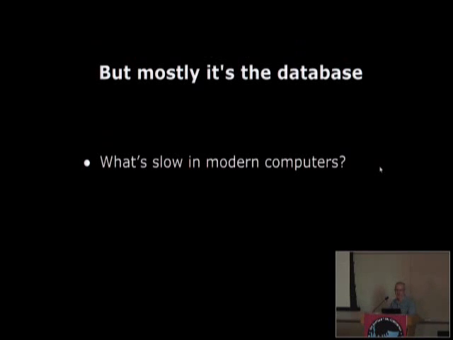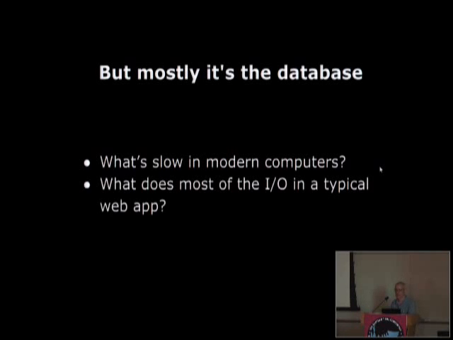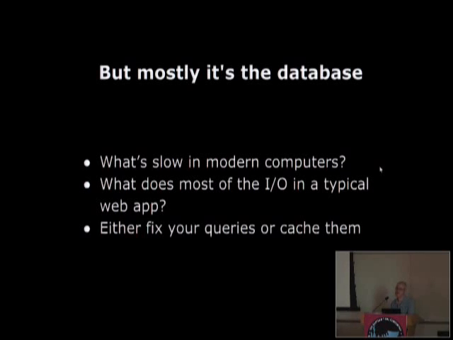So, it makes sense, right? Because what's the slow part in modern computing? It's not the awesomely fast CPU or the 8 gigs of RAM. It's the I/O of stuff. And what does most of the I/O in a web app? It's pretty much the database. So either you've got to fix your queries or you have to cache them.